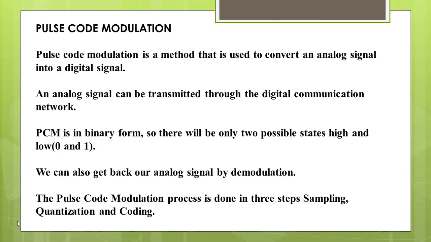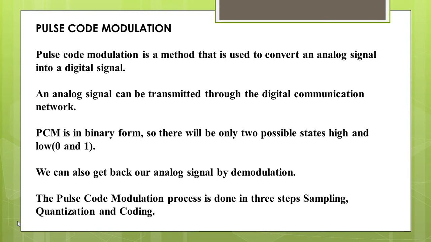Pulse code modulation is a technique which converts an analog signal into its digital form. The analog signal is taken as input and it produces a digital signal at the output. The output of the PCM modulator has only two states, which is high or low, that is 1 or 0. After demodulation, the original analog signal can be obtained. This PCM is done in 3 steps. The first one is sampling, second is quantization, and the third one is encoding.